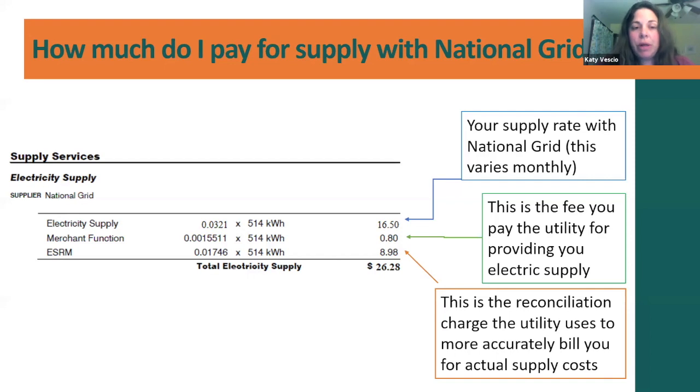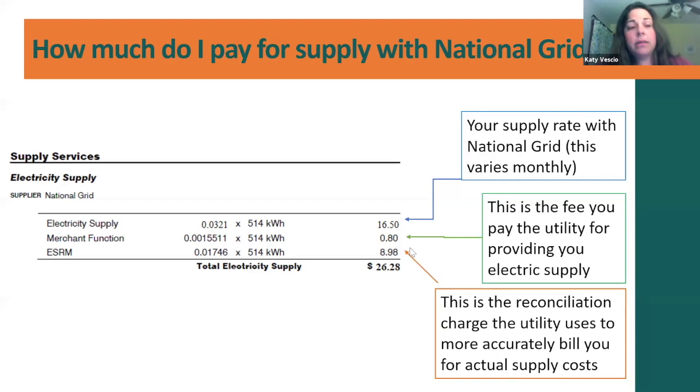Another portion of your supply costs is this merchant function. You might see it abbreviated MFC, merchant function charge. This is the fee that you're paying to the utility company for going out and procuring your electricity supply for you. This would go away under a CCA program.